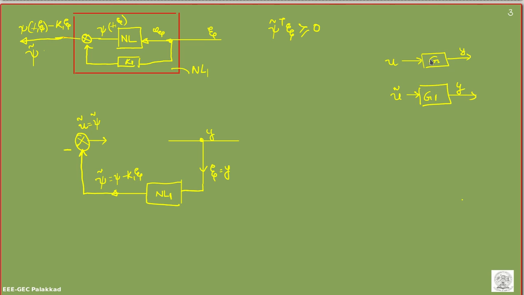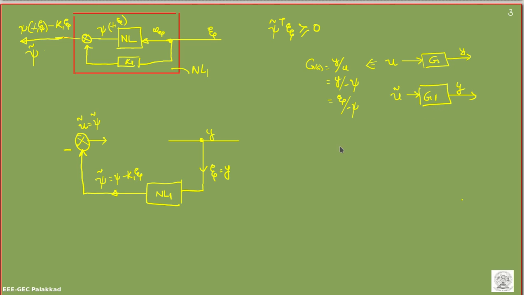G of s is nothing but y by u, or what is u here? Y by minus zeta here. Okay, not minus zeta, y by minus psi, or it is zeta by minus psi. Y is zeta and u is minus psi. Okay, now let us see what happens here.